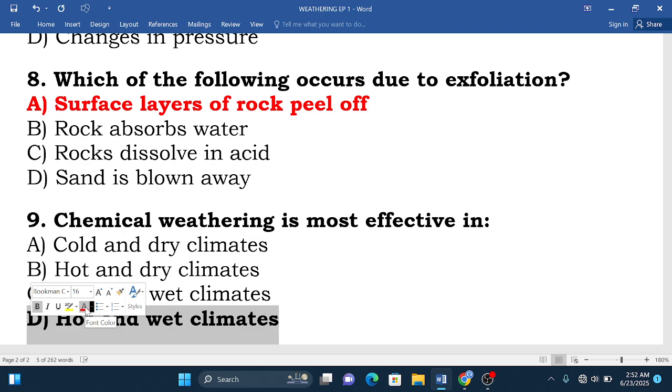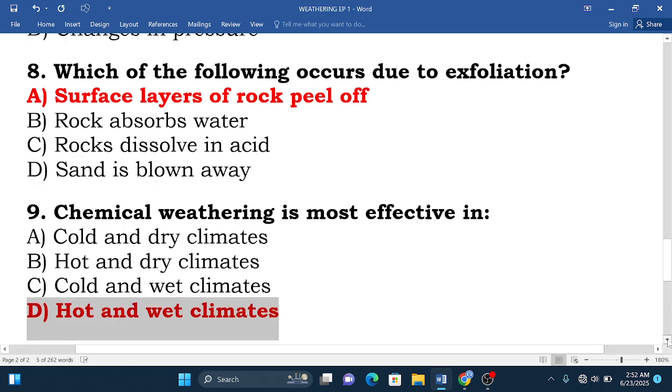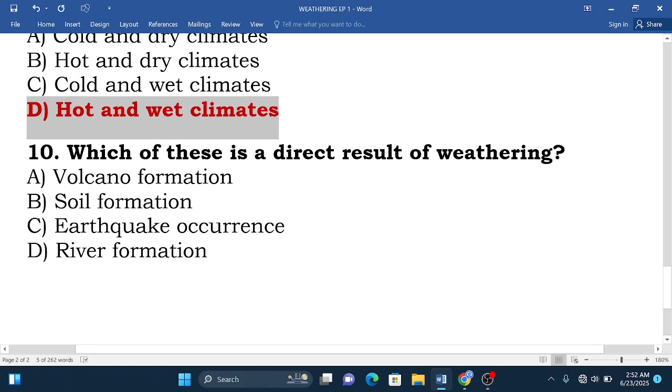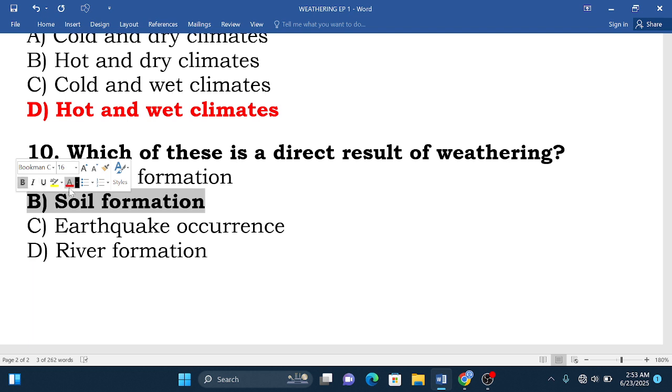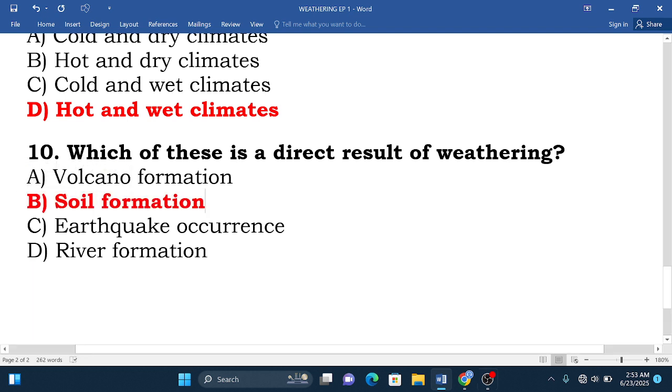We go to question number 10. The question is asking, which of those is a direct result of weathering? A. Volcanic formation. B. Soil formation. C. Earthquakes occurrence. D. River formation. So the correct answer is B, because weathering leads to formation of the soil. And remember that weathering is a process of soil formation.